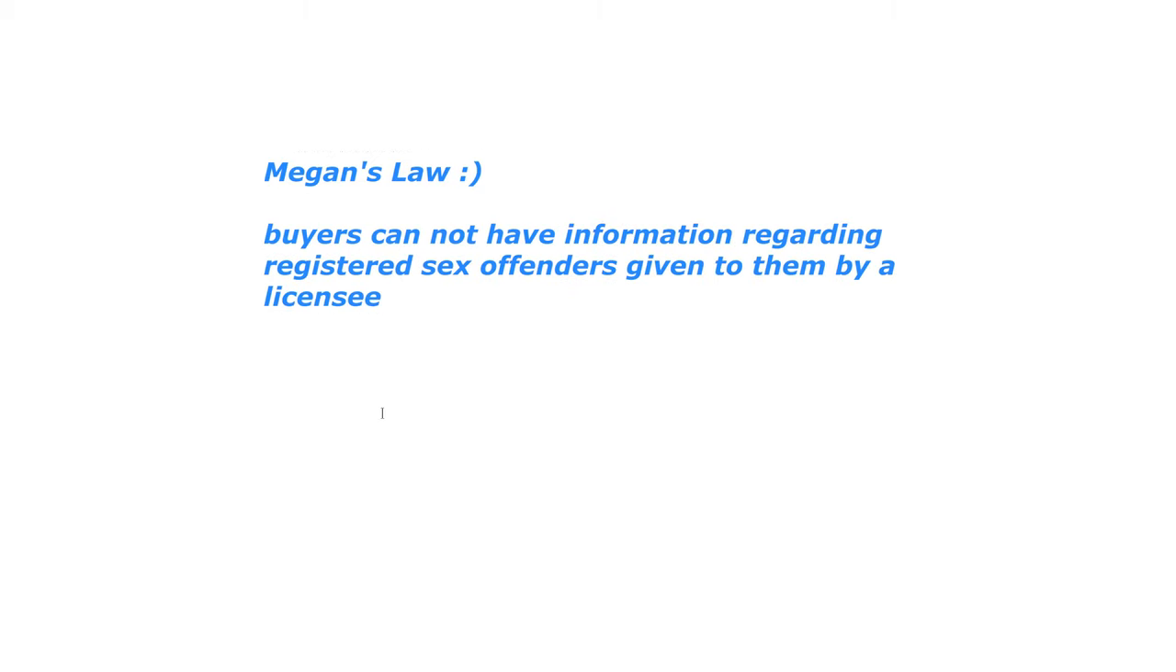Buyers cannot have information regarding registered sex offenders given to them by a licensee. You cannot disclose this information. Even if you know, I don't care. You cannot do that. The only two resources that you can give them are the state police website and local police stations. That's it. Because here's what happens, and I'm going to go into this in a little bit.